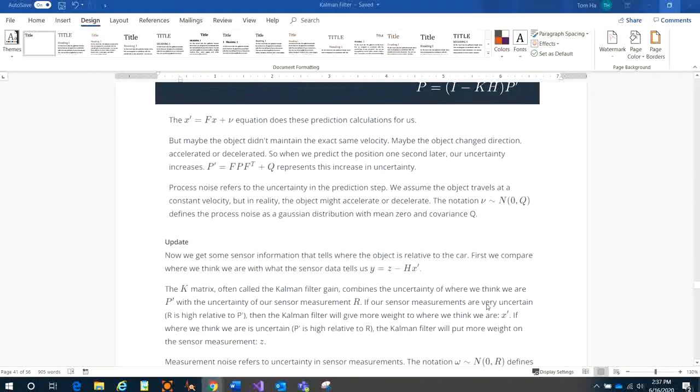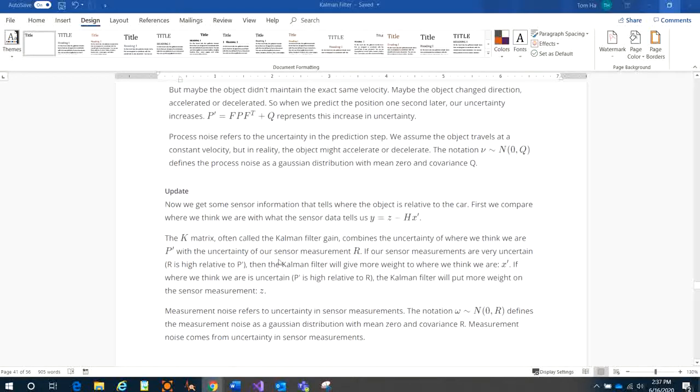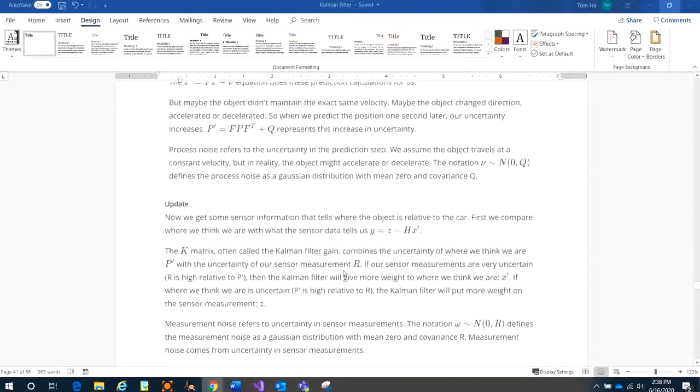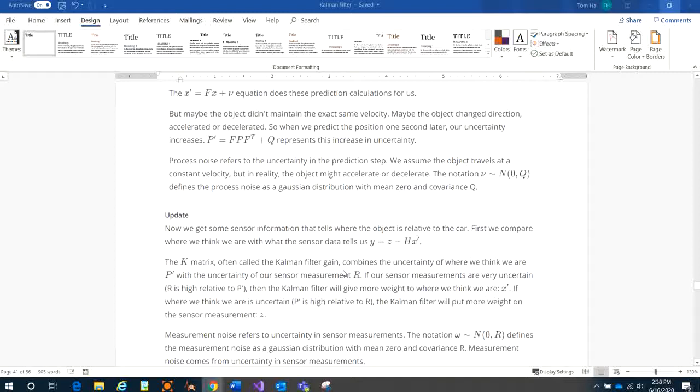And in the update, we have the K matrix. We often call this the Kalman filter gain. The Kalman filter gain combines the uncertainty of where we think we are, the covariance, with the uncertainty of our sensor measurement R. If our sensor measurement is very uncertain, the Kalman filter will give more weight to where we think we are, the S prime. It means if our sensor measurement is uncertain, K puts more weight on the state prediction.